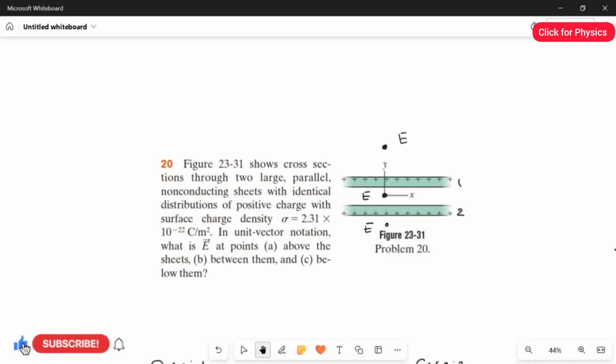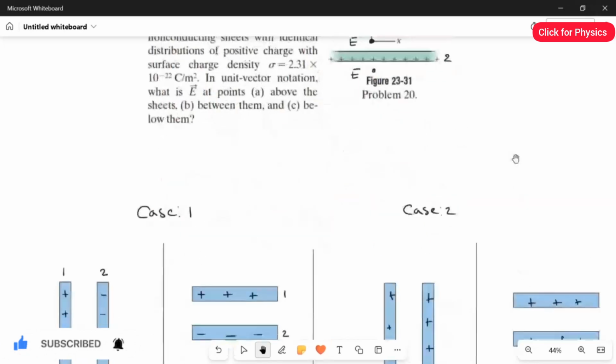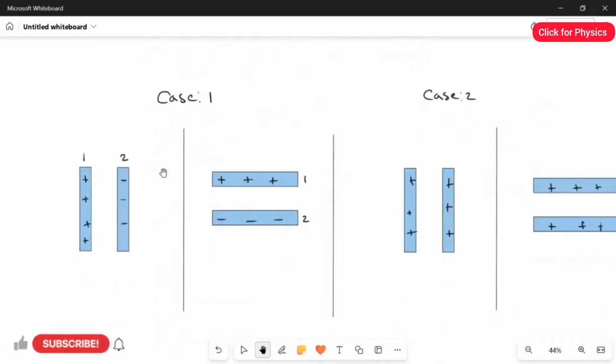For understanding this question, let's go back to our theory, what we studied in chapter number 23 regarding this question. Here we have two cases. Once you know these two cases, solving this problem will be very easy. So let's take case 1. What is given in case 1? Here I have two diagrams. In the first diagram, we kept the two plates in a vertical view, and here we kept the same plates in horizontal view, but the concept will be the same.